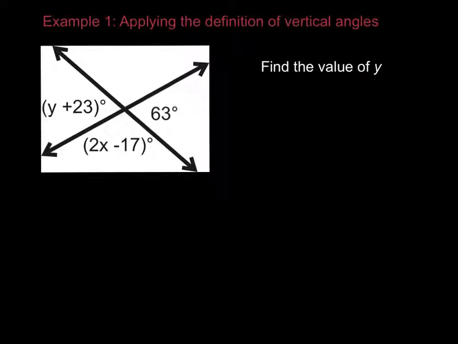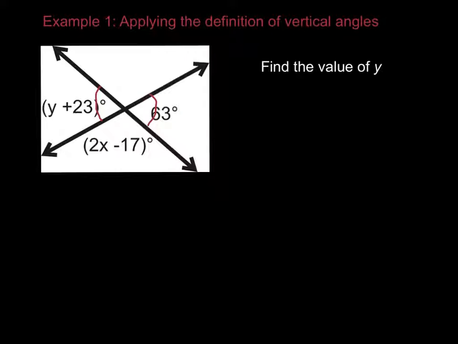In this first example, we're going to use what we know about vertical angles to find the value of this variable y that's in our picture. We can later, when we learn about supplementary angles, find x, but for right now, we are just going to focus on finding the value of y. The important thing to know about vertical angles is that they are congruent, meaning they have the same measure. So if I'm asking you to find y, and we're using vertical angles to do that, we want to first identify that this angle that measures 63 degrees is going to be vertical to this angle. So those are our vertical angles.